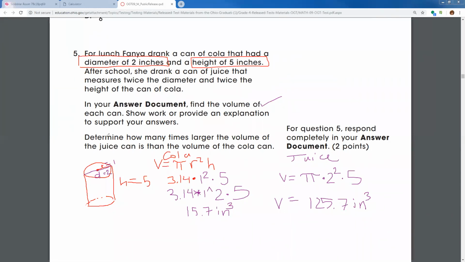There's one more sentence though, to determine how many times larger the volume of the juice can is than the volume of the cola can. So we still have that part to answer. You've got to make sure to answer everything it wants you to answer. So what do we do with those two numbers, the 15.7 and the 125.7, in order to figure out how many times larger?